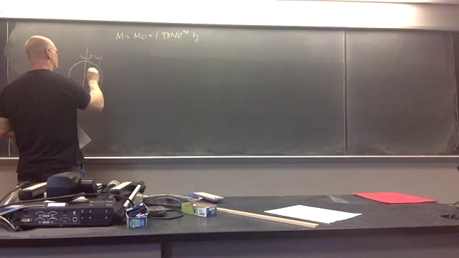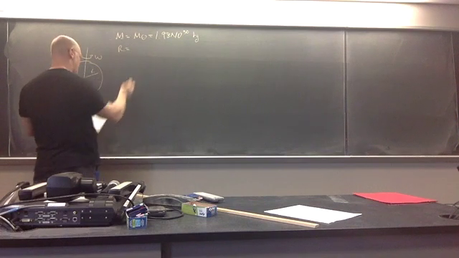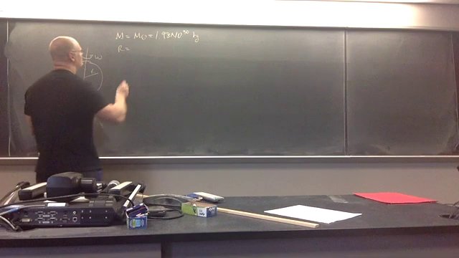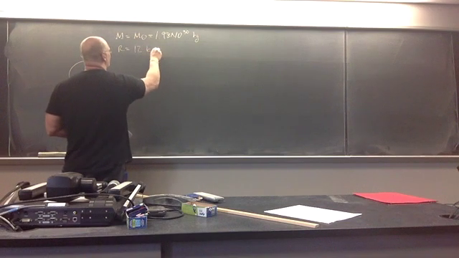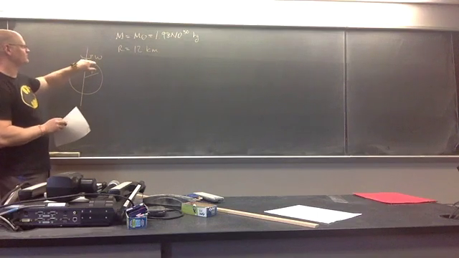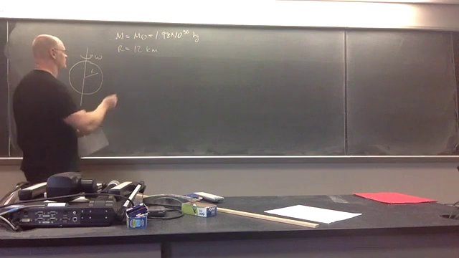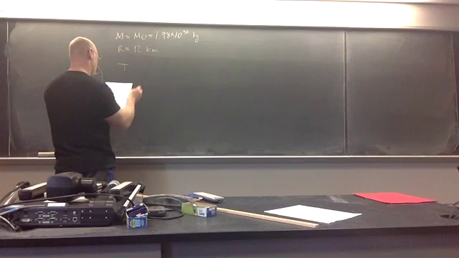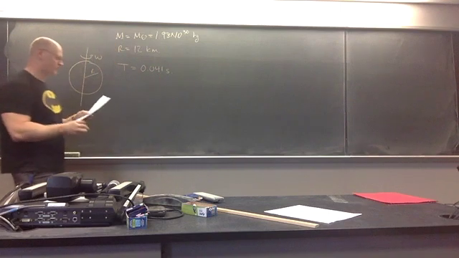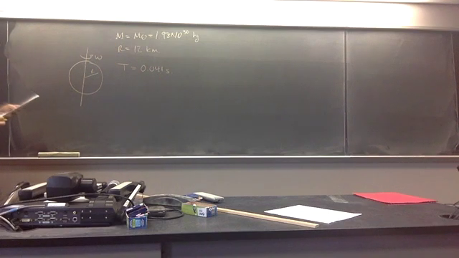And this thing has a radius r, where that radius is about 12 kilometers. Now, we're not told the angular velocity, but we are told the period. What we said is that this thing makes 1 complete revolution in 0.041 seconds.